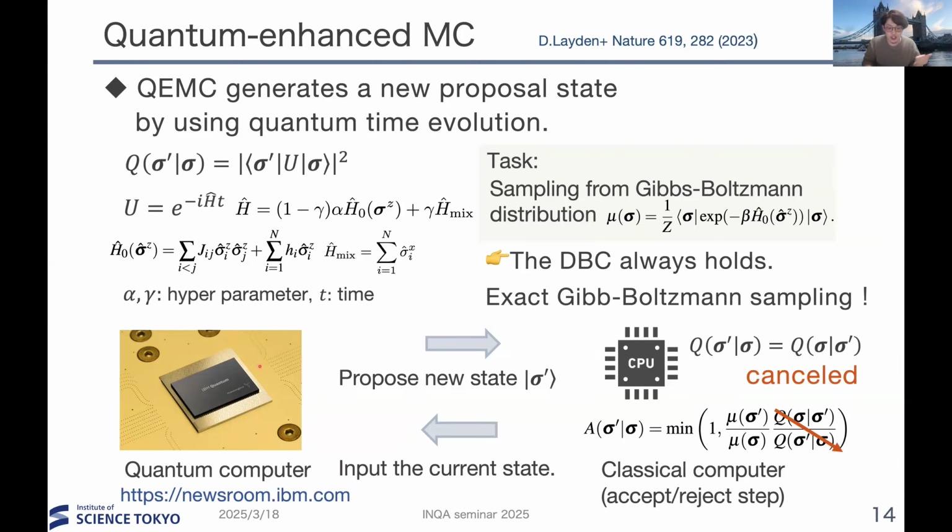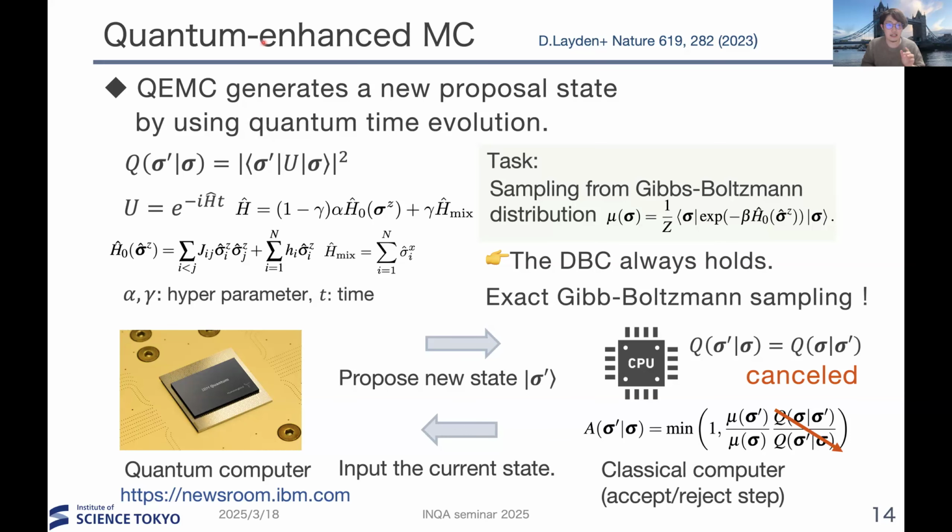So in the quantum computer, we generate the proposal state following this proposal probability. And then in the classical computer, we compute the accept or reject, which determines whether this sample is accepted or rejected with this acceptance probability. In this scheme, the detailed balance condition always holds.